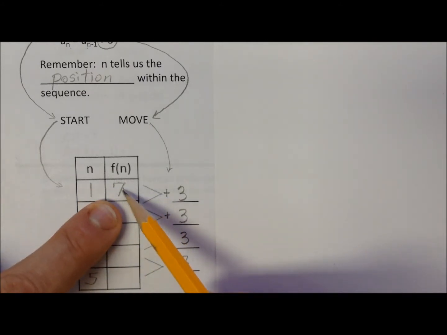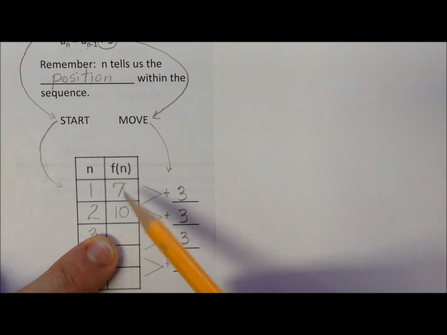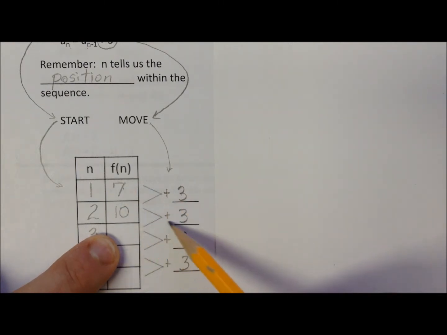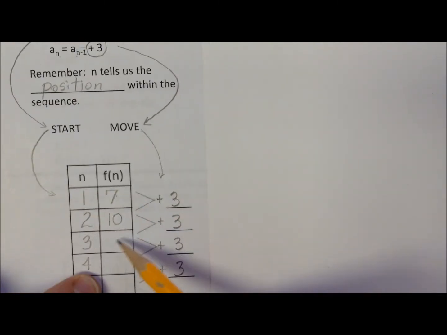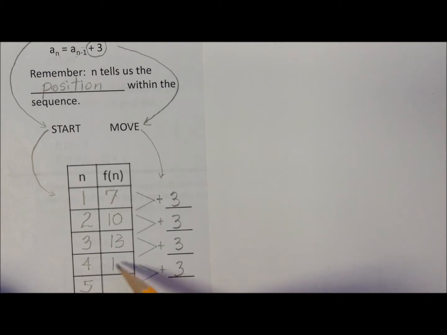I start at 7, I add 3, that gives me a second number of 10, because 7 plus 3 is 10. Follow the ladder. 10 plus 3 is 13. Keep going. We're going to do the same thing over and over. 13 plus 3 is 16, and we'll do the same thing over here. And guess what we've done?